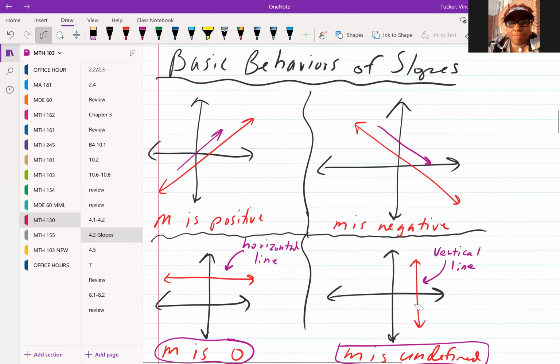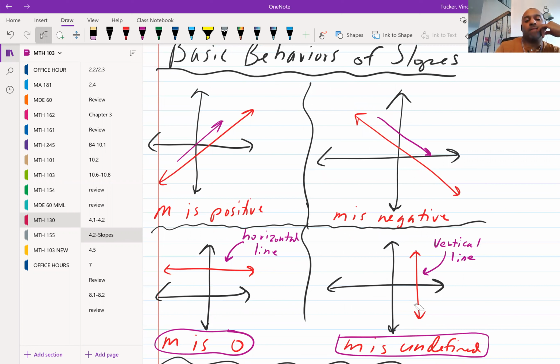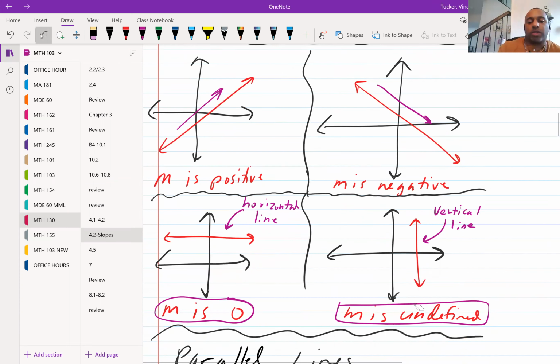All right, give me some basic behaviors of your slope. If you follow your graph, when you follow your line from left to right, if it goes up, your slope is positive. If it goes down, slope is negative. No matter what side it is, going from left to right. Horizontal line, your slope is 0. Vertical line, your slope is undefined.